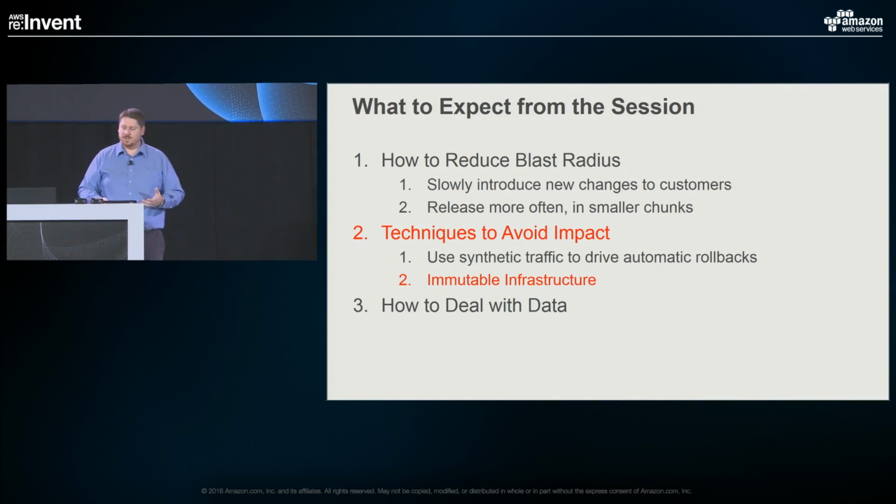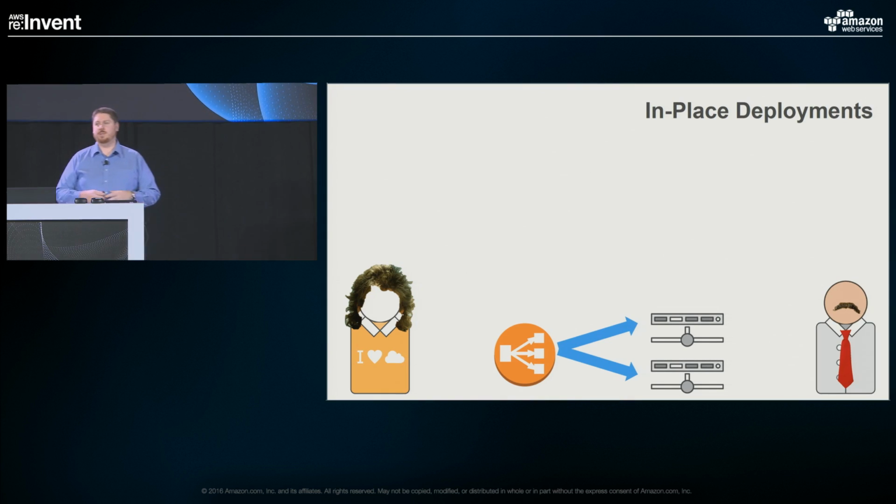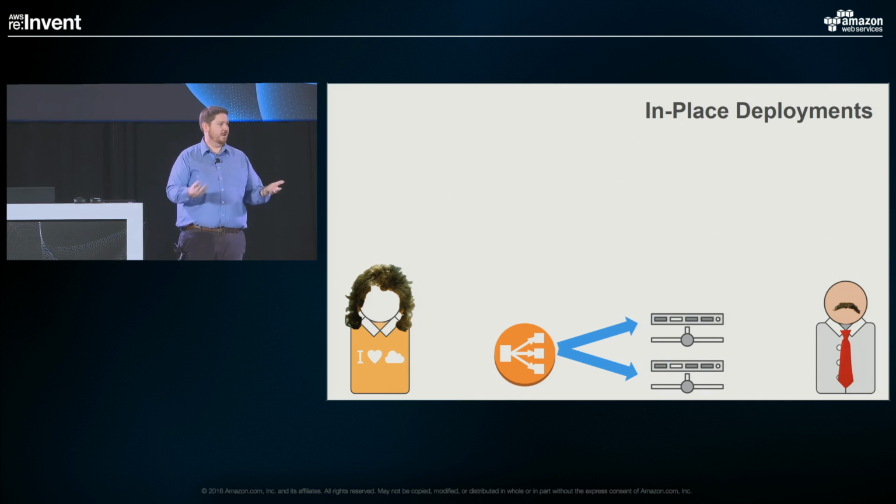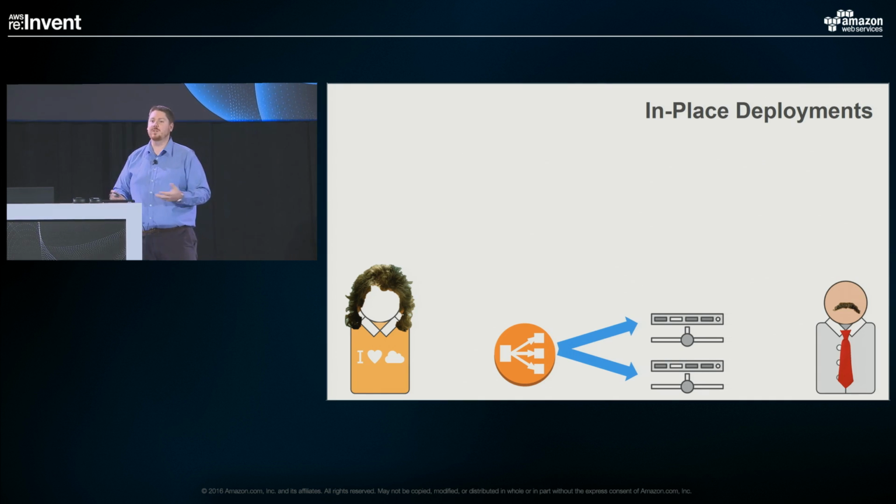So before I jump into immutable infrastructure, I'll start by talking about in-place deployments. So in-place deployments is probably the traditional way that most of you have deployed software in a data center or onto hosts that you typically own. I'll visually explain this. So what we have here is a very simple application fronted by an elastic load balancer and 2 virtual machines, 2 EC2 instances.